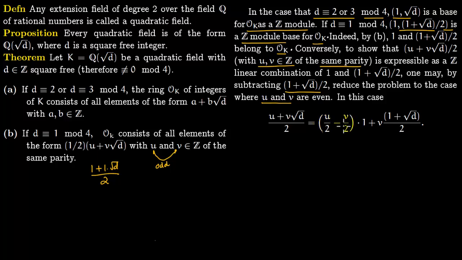So one can subtract this and reduce the problem to the case where u and v are both even. Then you can rewrite this as u by 2 minus v by 2 times 1. So this one is our first basis, and then you can write v times (1 plus root t) by 2. So this is the second basis. So we have been able to resolve any such thing if they are even like this, and if they are odd, you first subtract (1 plus root t) by 2, and that doesn't matter because then it also expresses itself in the linear combination.